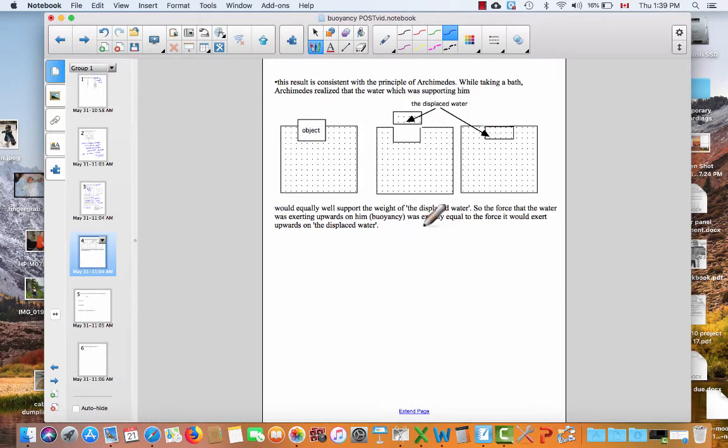So his weight was, or rather, the upwards buoyant force from the water, which was acting on him, is the same as the weight of the displaced water. So the force of the water pushing up on him, that's the buoyant force, that's equal to the displacement.